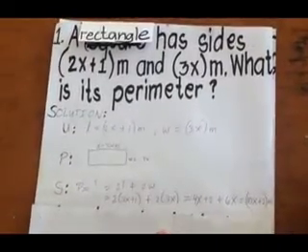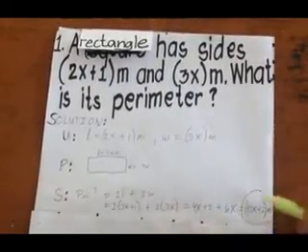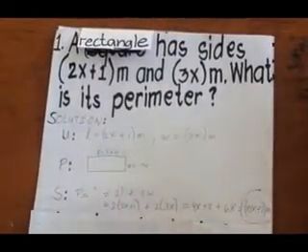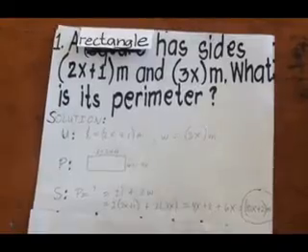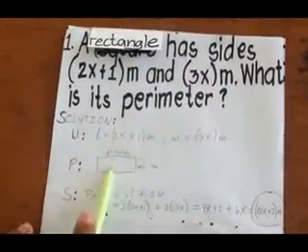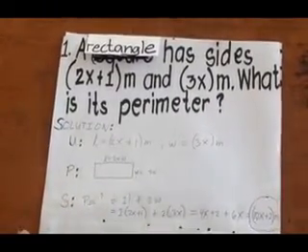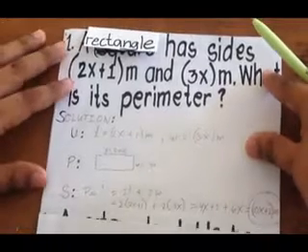Then the fourth step is we will encircle our final answer. And the last step, we will trace and check back our solution. So we have our length, our width, our diagram, and our final answer, 10x plus 2 meters. Now let's try another example.